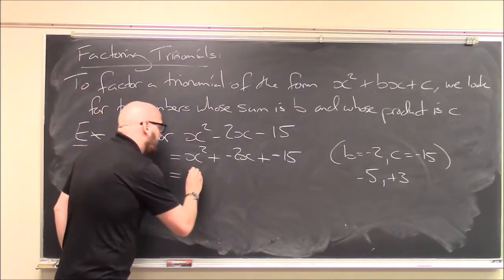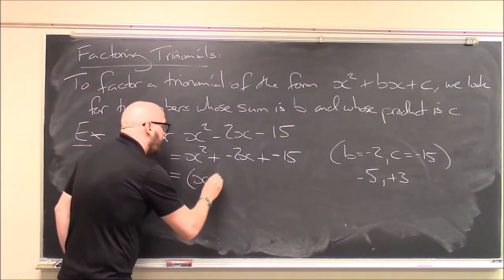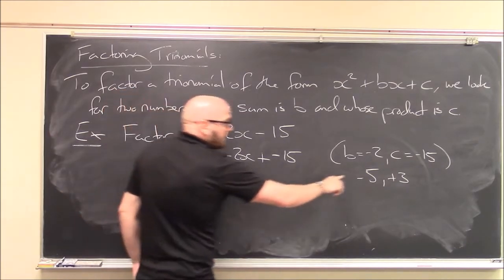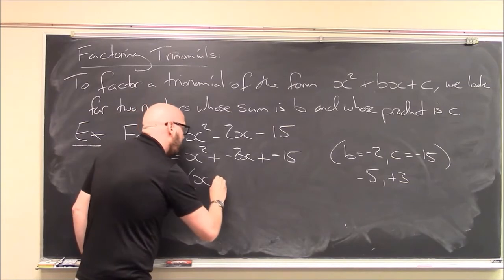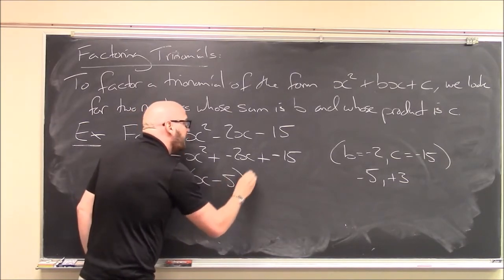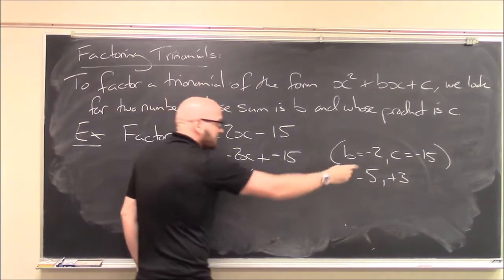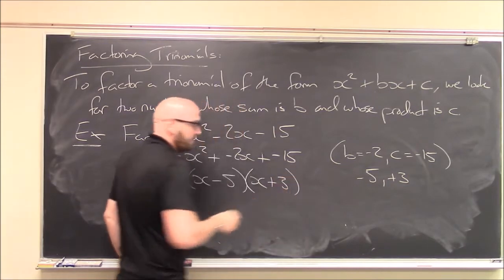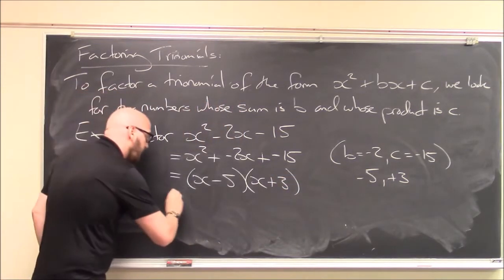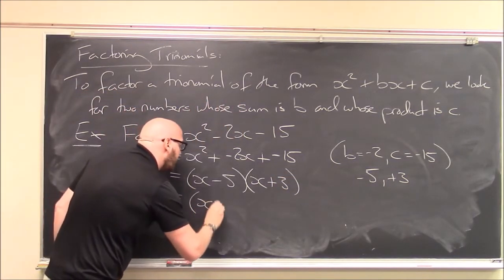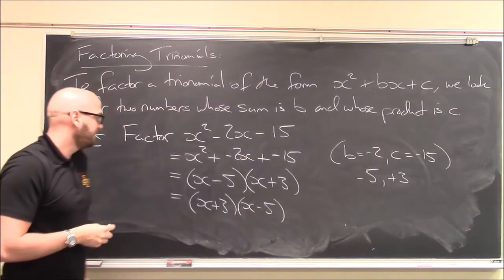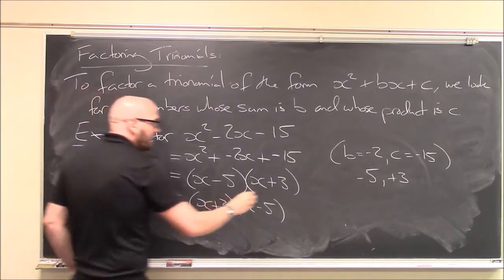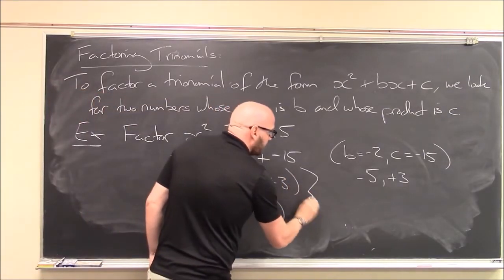And how is it going to factor? Well, this factors as x plus the first number. These can be written in any order. So x plus minus 5, which I'll just write as x minus 5, times x plus the second number, x plus 3. Again, the order doesn't matter. Totally fine, just write this as x plus 3 times x minus 5. Alright, same thing. Either one of these is totally correct.